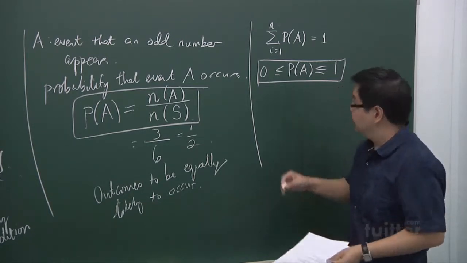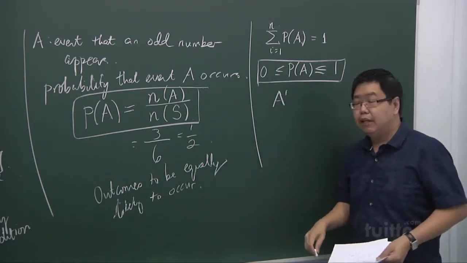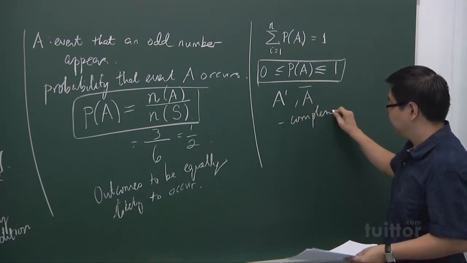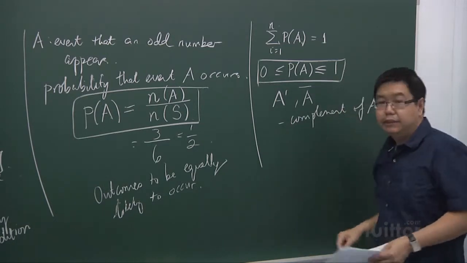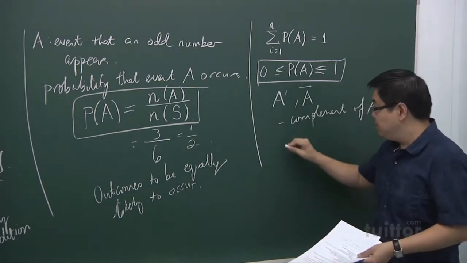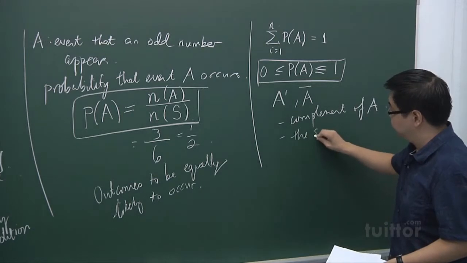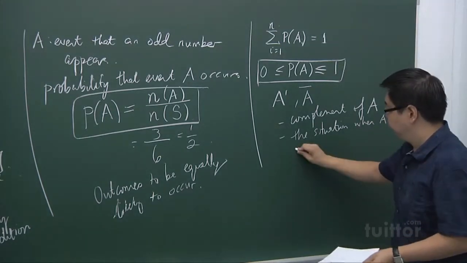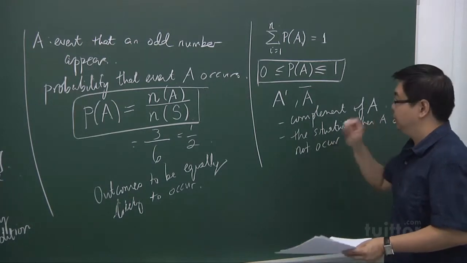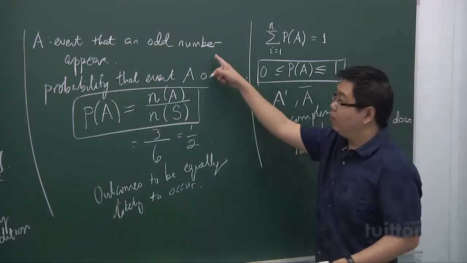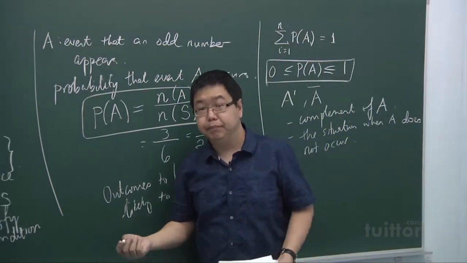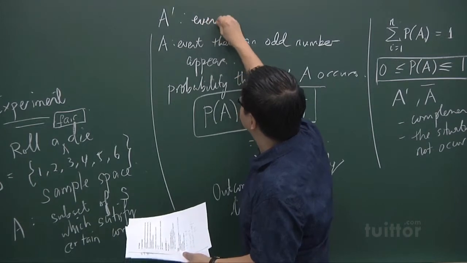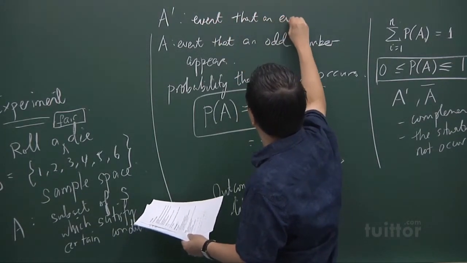When the probability of A equals 1, it is the other extreme, where it is certain that A occurs. The other thing is this thing called the complement, which we always denote by either A prime or A bar. What is the complement of A? In layman's language, it is the situation when A does not occur. Suppose A is the event that an odd number appears, then what is A prime? A prime is the event that an odd number does not appear. That means A prime is the event that an even number appears.